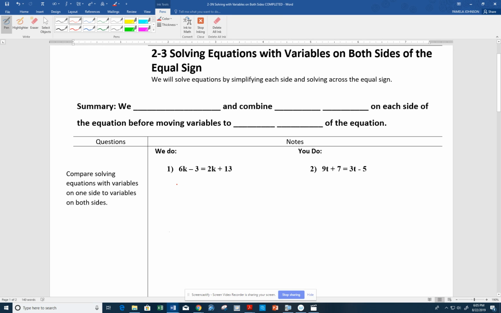Now, we have 6k minus 3 equals 2k plus 13. It does not matter whether we move the variable first or the constant first, but I am going to start with my variable. Here we go. I lost my cursor there for a second. 2k minus 2k, that's going to cancel out. It's going to zero out, and I'm going to be left with just a 4k on this side.